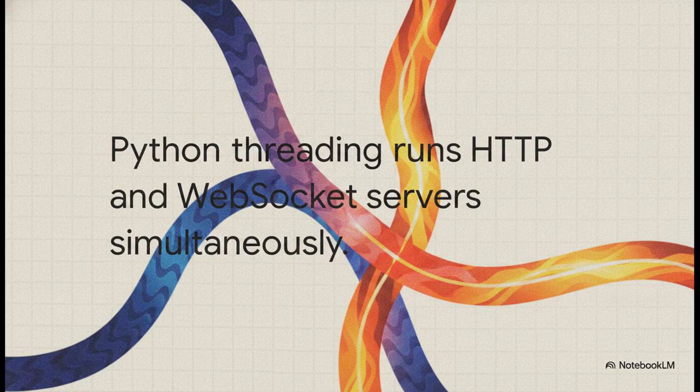Now, because we absolutely need both of these servers running at the exact same time, the project utilizes Python's built-in threading library. This allows these 2 distinct servers to operate in parallel without blocking each other. So instead of freezing up your entire application while waiting for a web page to load, Python just spins up a background thread for the HTTP server. That way, the main program stays laser-focused on listening for your real-time commands.